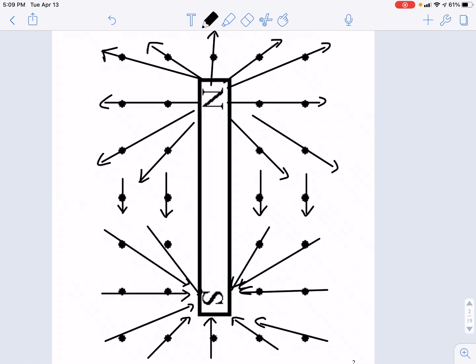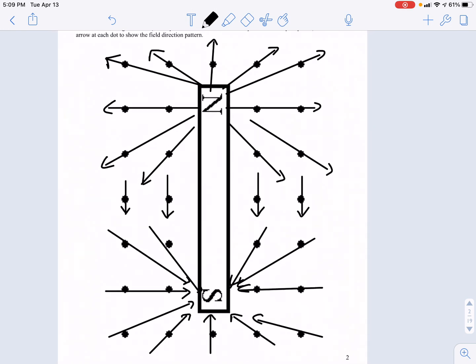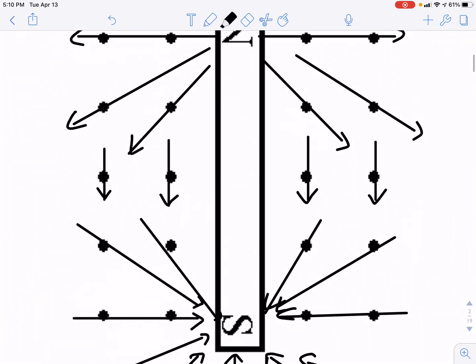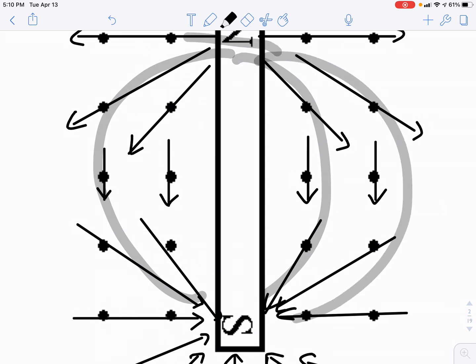And realistically, what would happen is the magnetic field lines, as you can see, begin to loop around from the North Pole to the South Pole in much of fashion that looks like this. From North Pole to South Pole.